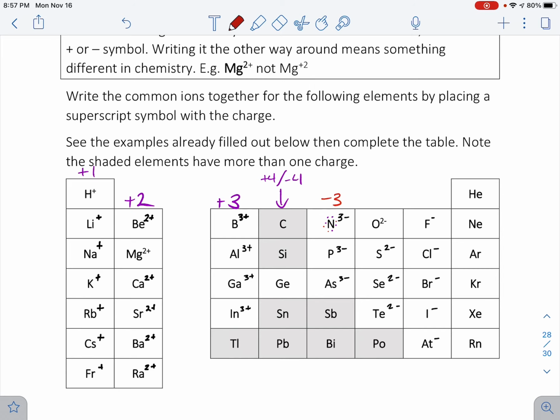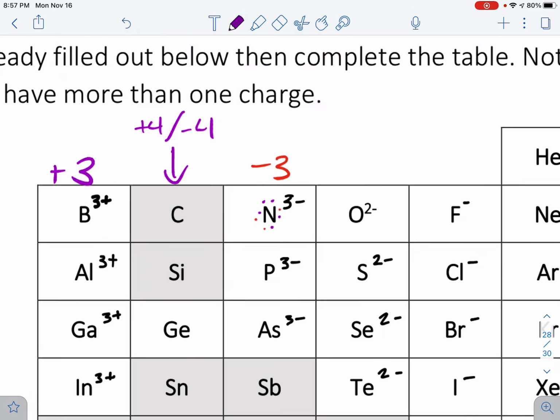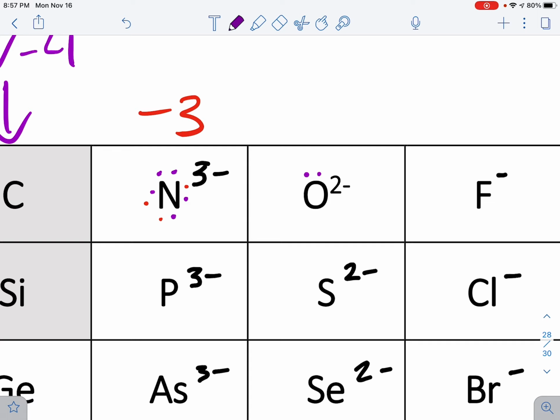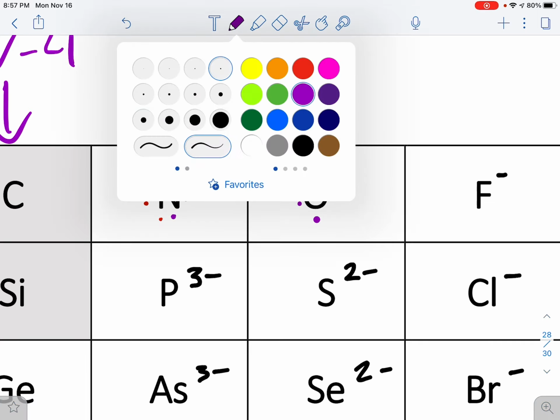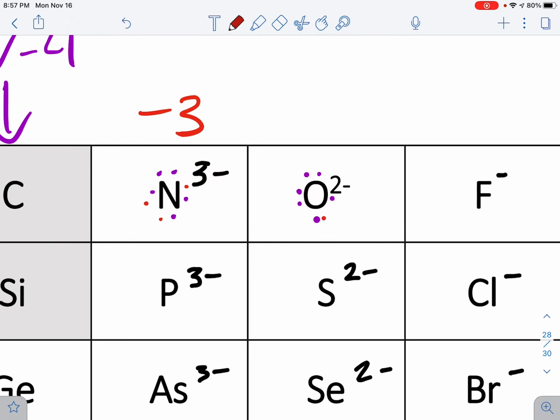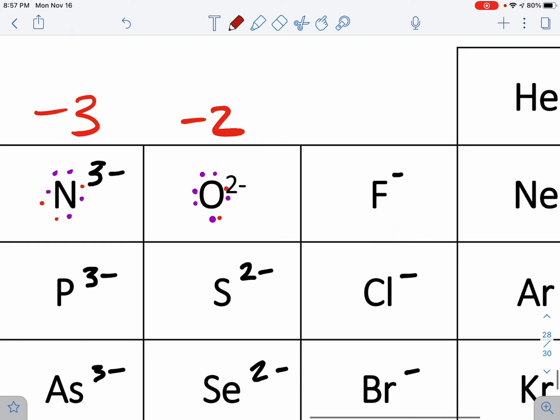Oxygen is a very similar situation. We can think about oxygen has 1, 2, 3, 4, 5, 6 electrons normally. So if we simply add 2 electrons, we can get to that magic 8 number. So -2. Let's look at fluorine.